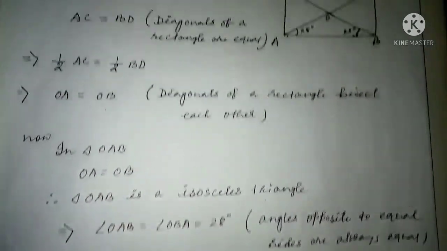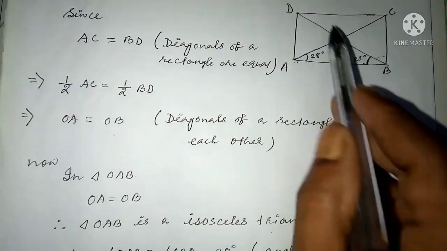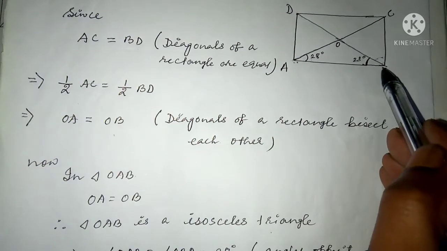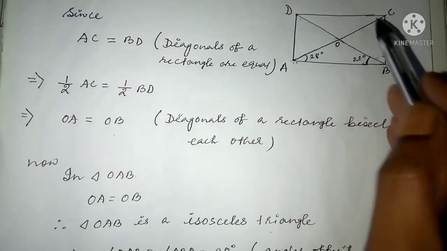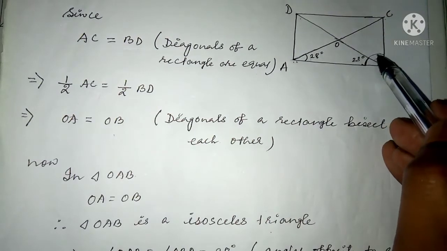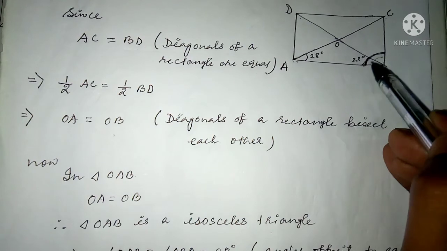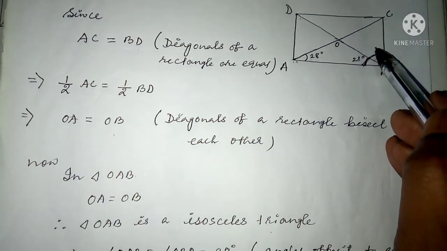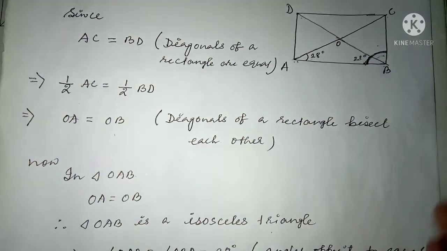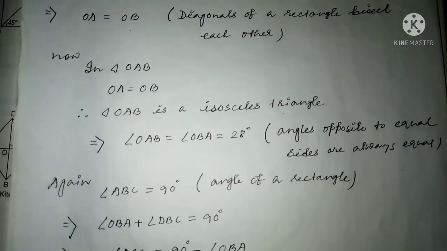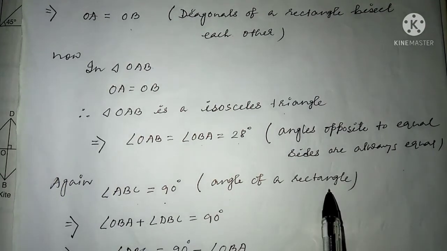Now again we know, in a rectangle each angle is 90 degrees. That means angle A is 90 degrees, angle B is 90 degrees, angle C is 90 degrees, and angle D is also 90 degrees. Now see, this whole angle is 90 degrees. We are asked to find this part, and this angle is given to us. So see here, we know angle ABC is equal to 90 degrees. The reason is that it is an angle of a rectangle.